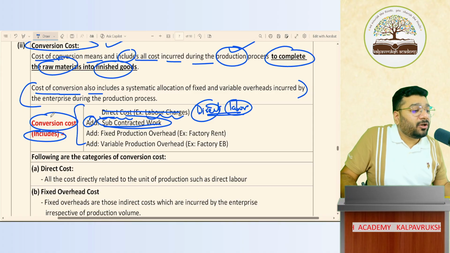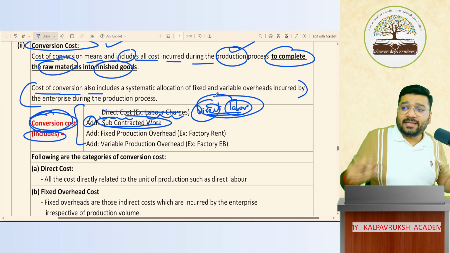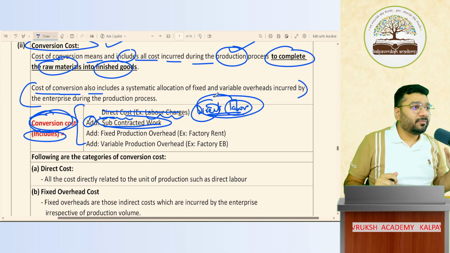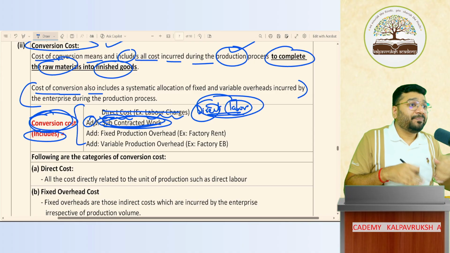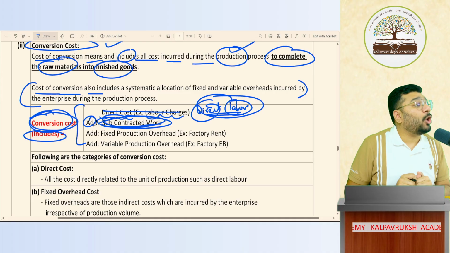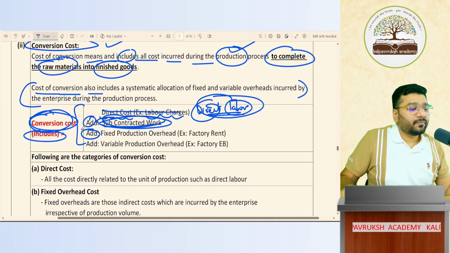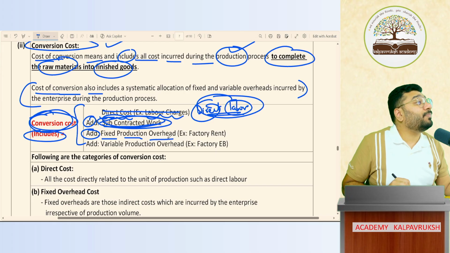This is also part of your conversion cost. Got it? Not got it? Direct labor is the wages paid to my factory worker in my factory. He's on my payroll. Subcontracting work is again paying wages, not to my workpeople, but to an outside party. Got it? Not got it? Clear or not clear? Okay. Then what are we supposed to add? Fixed production overhead.